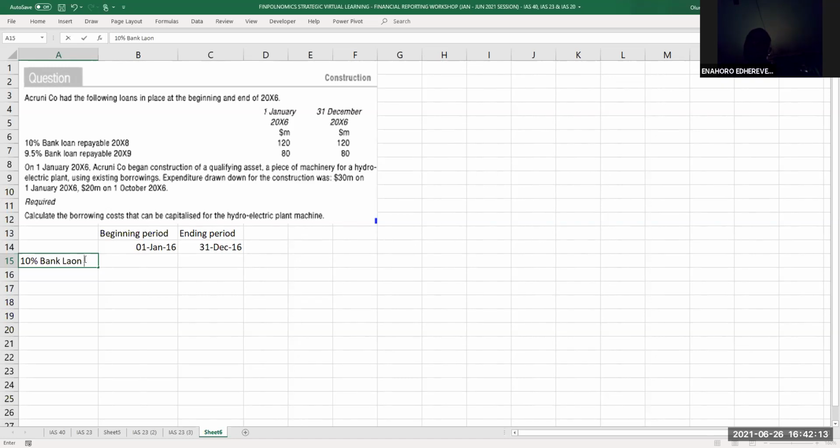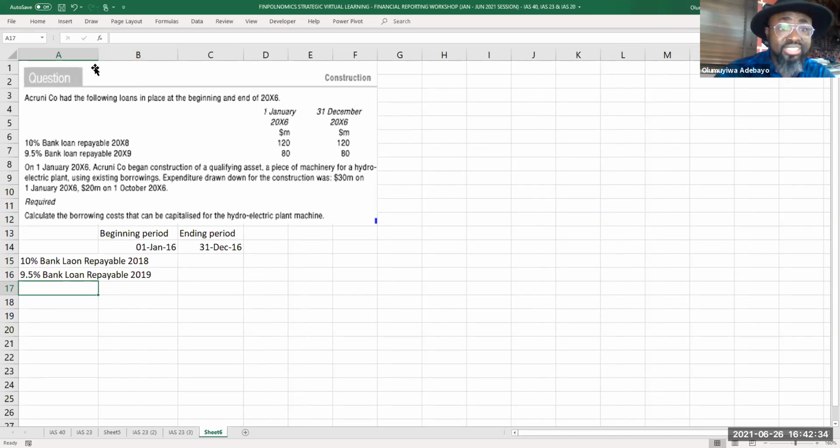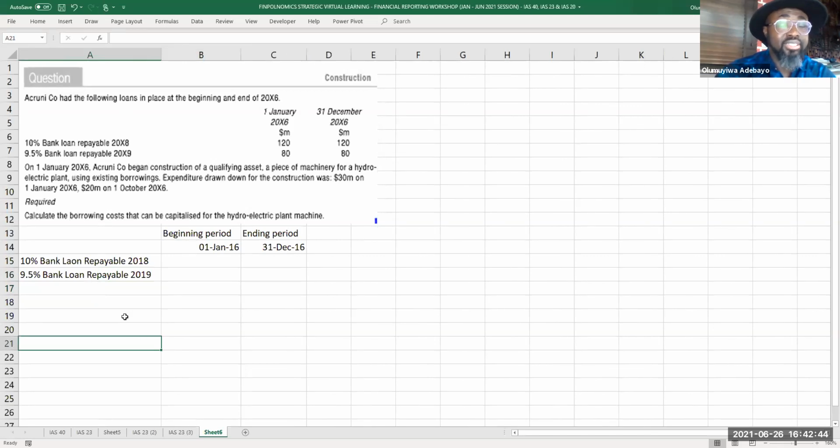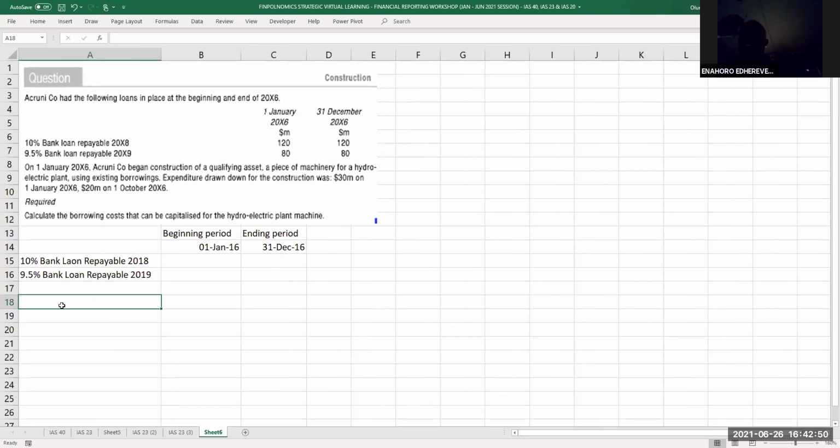What is not showing then? Now I'm looking at, they said drawn for the construction was 30 million on 1st January and 20 million on 1st October. So I was just saying that it depends on the category of loan that the money was drawn from. We have said that this is a general borrowing. They borrow randomly and they utilize the fund randomly. Therefore, that's why we resort to using a capitalization rate, since we cannot trace it specifically. Are you getting it now? Okay.